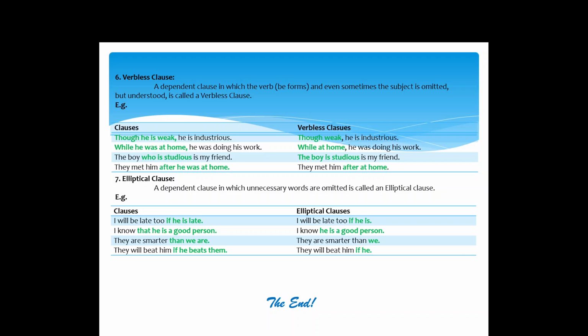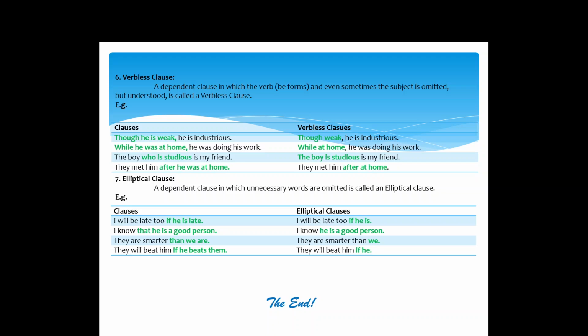The seventh kind and last for today is called elliptical clause. What is an elliptical clause? A dependent clause in which unnecessary words are omitted is called an elliptical clause. एक ऐसा dependent clause जिसमें गैर ज़रूरी अल्फाज को ख़त्म किया जाए, उन्हें नज़रअंदाज किया जाए, उन्हें ना लिखा जाए या उन्हें ना बोला जाए, एक elliptical clause कहलाता है.